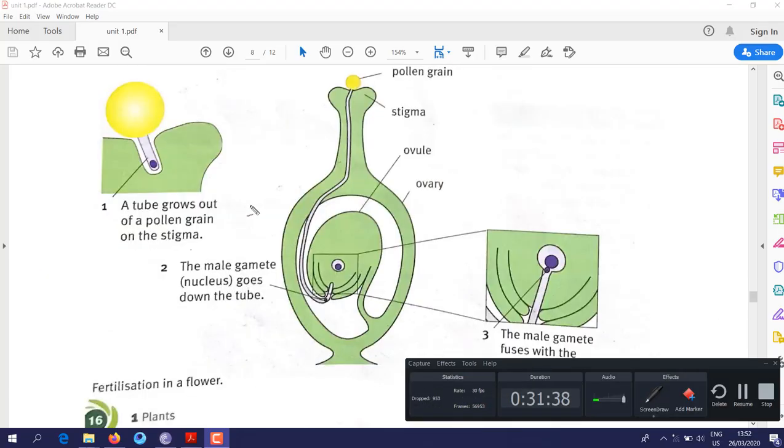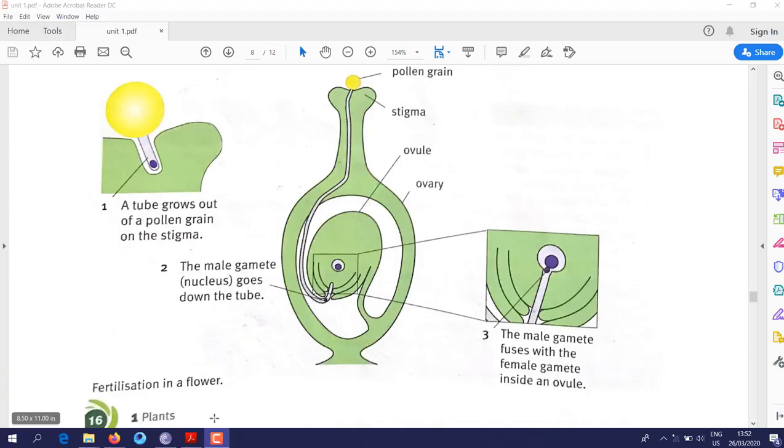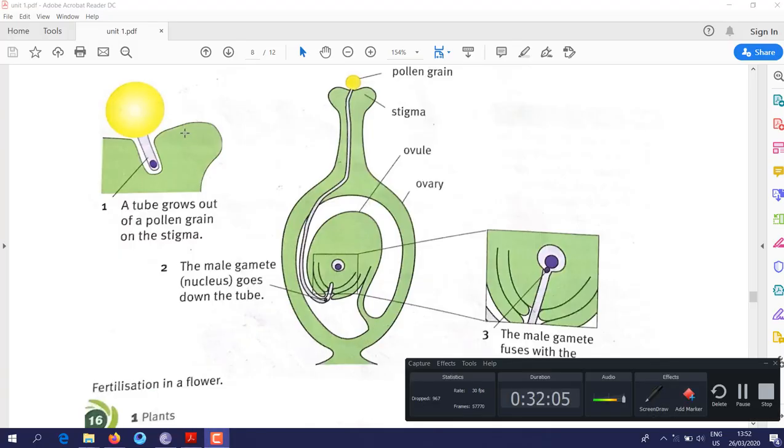Now if you look at this drawing, it shows the fertilization in a flower. Firstly we have pollen. A tube grows out of the pollen grain on the stigma. By the way, the process of photosynthesis happens after the process of fertilization.